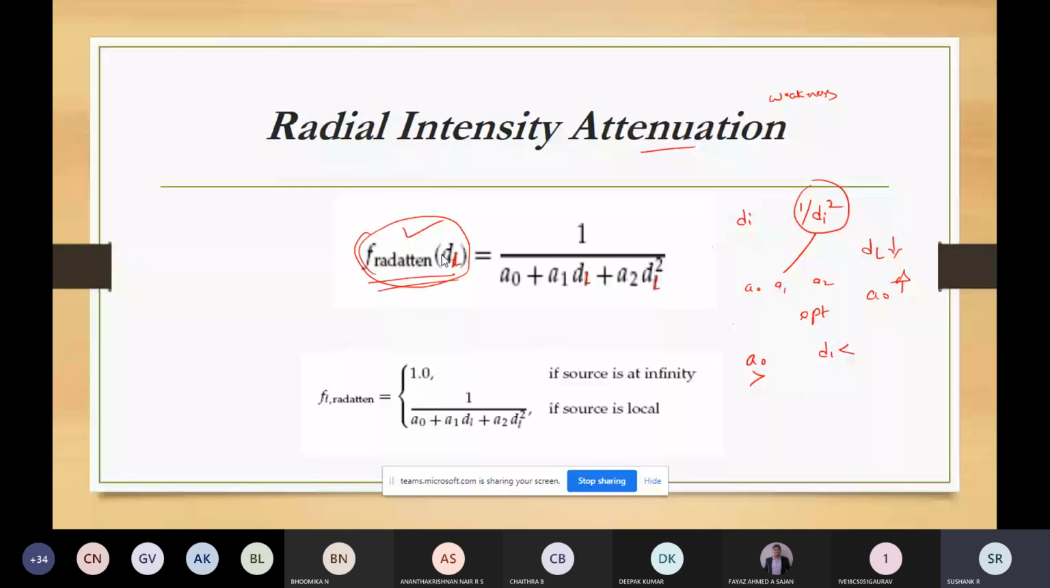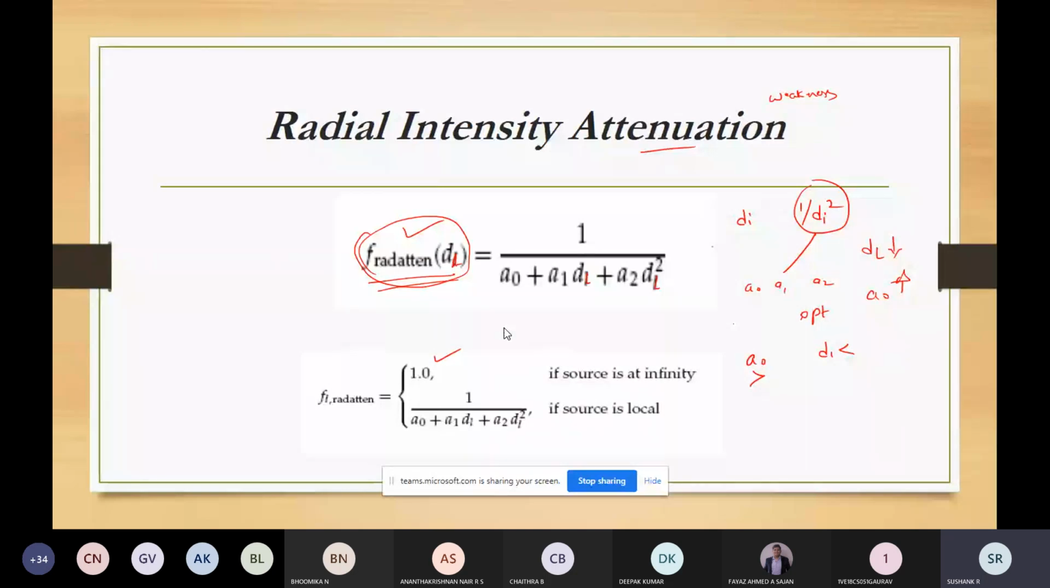These options are available in graphical packages. We have different values for the attenuation coefficients a naught, a1, a2, which are assigned to each point light source in the scene. Also, you cannot apply this attenuation calculation to point sources at infinite distance, because the distance of the light source is indeterminate. All the points in the scene are nearly at equal distance from a far away light source.